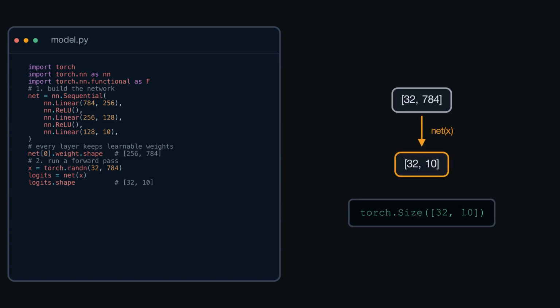If we print the shape, we get 32 by 10. That is 10 scores for each of our 32 images. This one short call is the entire forward pass we animated earlier.